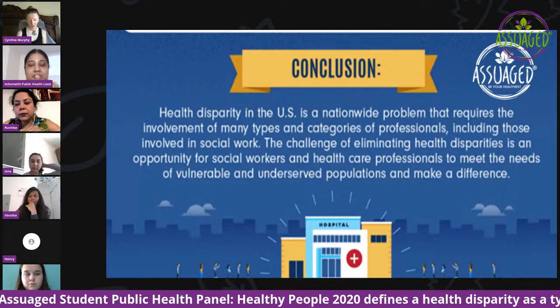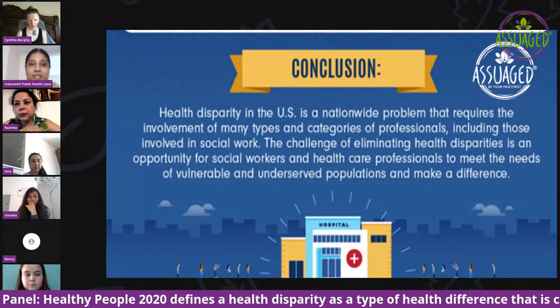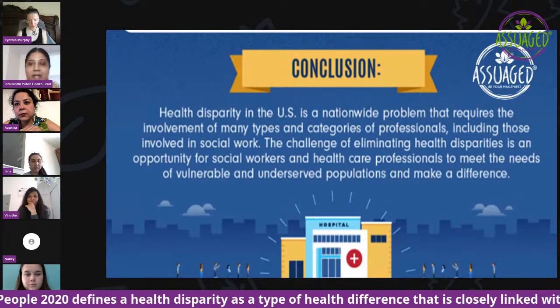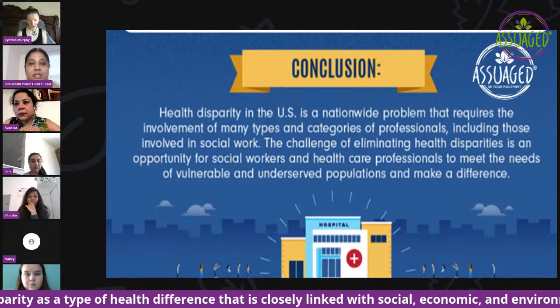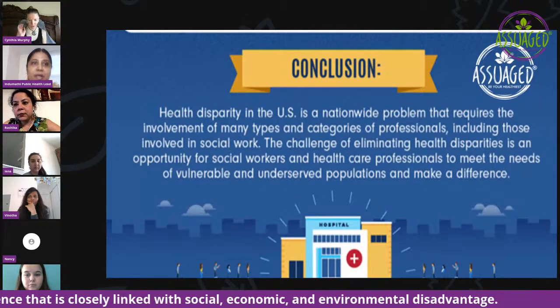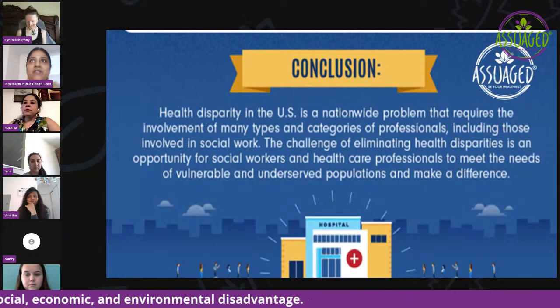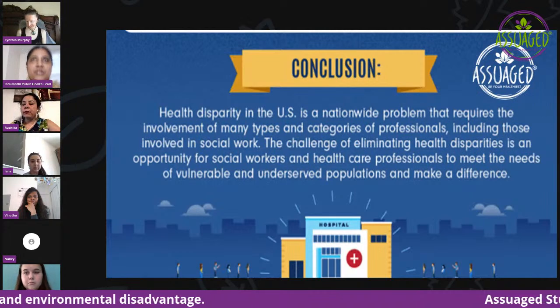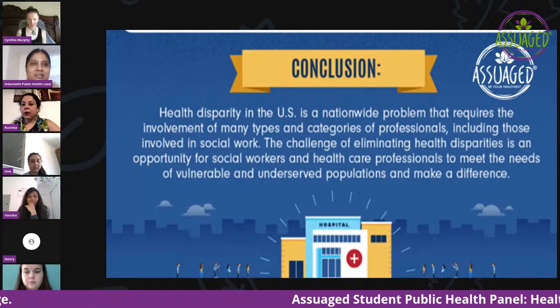So health is everything. The challenge of eliminating that is actually an opportunity for all the social workers, the healthcare professionals, and also all of us individuals, the public health professionals, to meet the needs of the vulnerable and underserved populations. And we have to make a difference in our society, because we are consuming everything from our society, and we have the social responsibility to bring health unto everyone. Thank you so much.